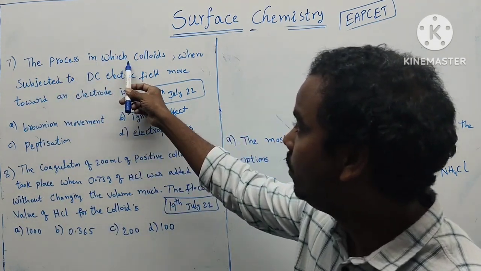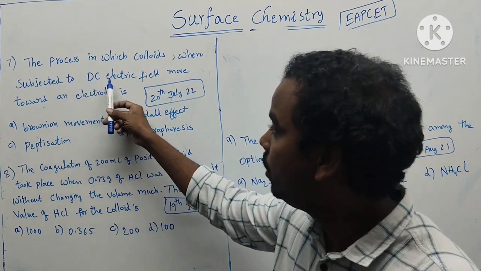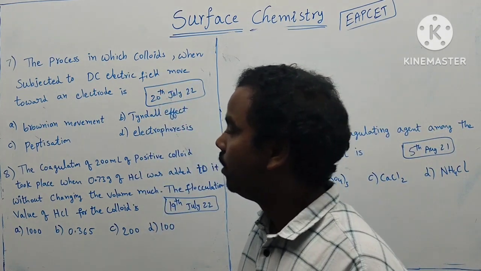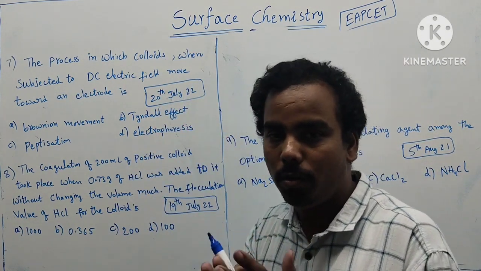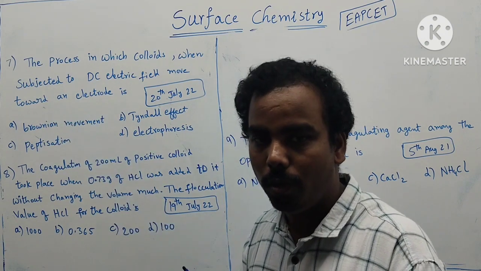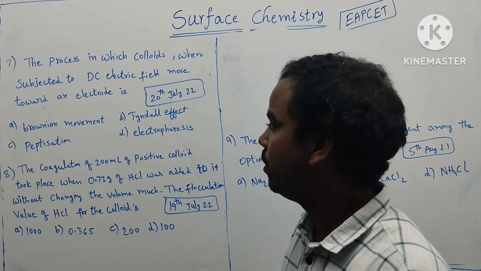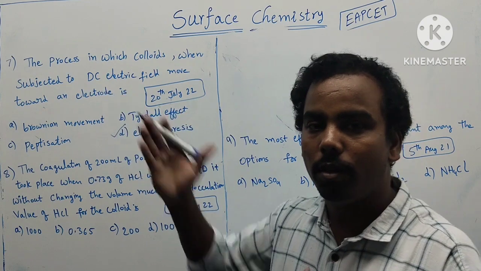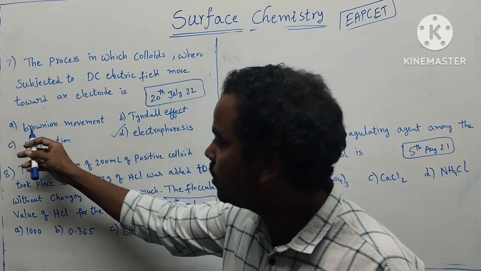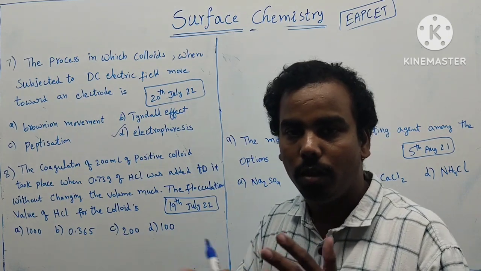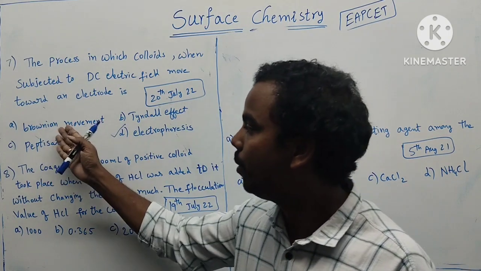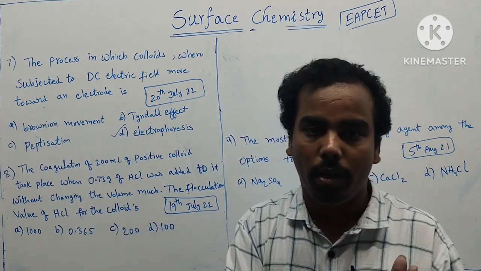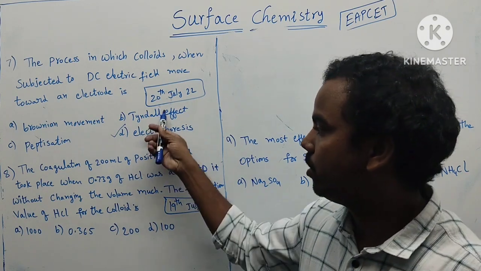The process in which colloids, when subjected to a DC electric field, move towards an electrode is. So it is the definition. When an electric field is applied to the colloidal solution, the colloidal particles move to the electrode. That process is called electrophoresis. So what is Brownian movement? Brownian movement is zigzag motion. So zigzag movement of colloidal particles is called Brownian movement. So what is the Tyndall effect? Scattering of light when light is passed through a colloidal solution is called the Tyndall effect.